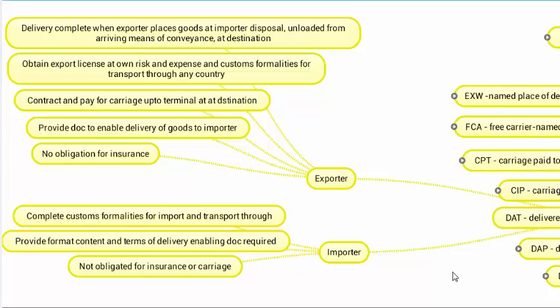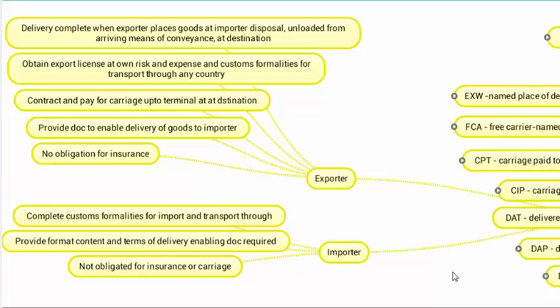The exporter also has to obtain the export license at his own risk and expense, and handle the customs formalities for moving the goods as an export and through transport to any country until it reaches the destination. Delivery is complete when goods are placed at the importer's risk at the named terminal.